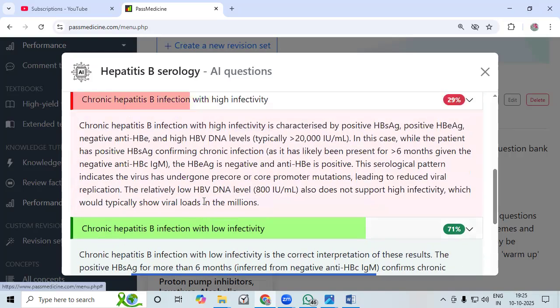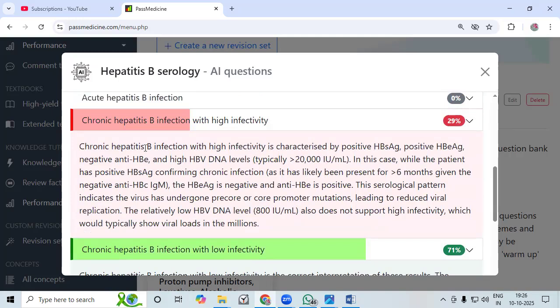Now, why is this wrong? Chronic hepatitis B infection with high infectivity is characterized by a positive HBs antigen and a positive HBe antigen. That means the virus production line is very active, replication is very high, and there will be a negative anti-HBe. That means the body has not overcome the infection. There are no antibodies against the replication which is happening.